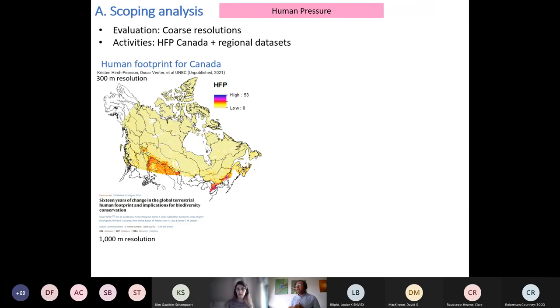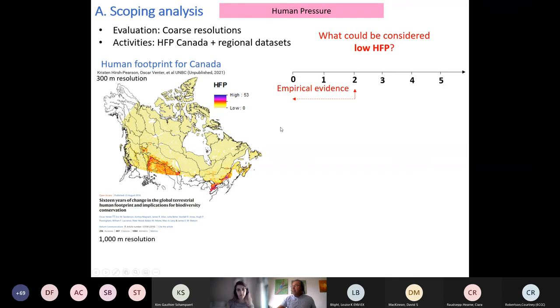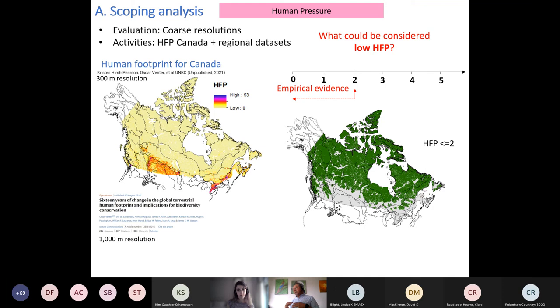So for the human footprint of Canada, we made a new human footprint map for Canada at 300 meter resolution. It's based on the previous work of Oscar Venter and other people from a global analysis, and that one is at 1,000 meter resolution. So we have a new human footprint, let's say version one of the human footprint for Canada. Then the next question was, okay, what could be considered the low human footprint for Canada? There is empirical evidence that below two, we can have a low human footprint. So this one shows the areas that we have left when we use a human footprint below number two.